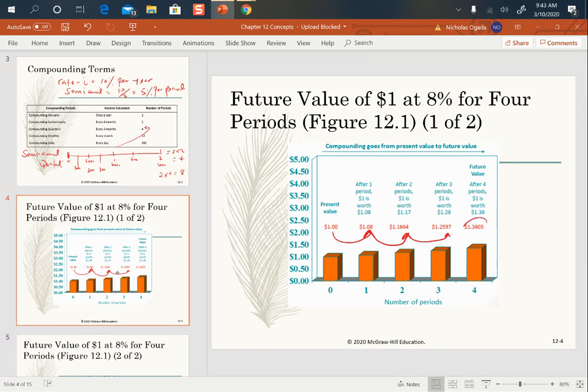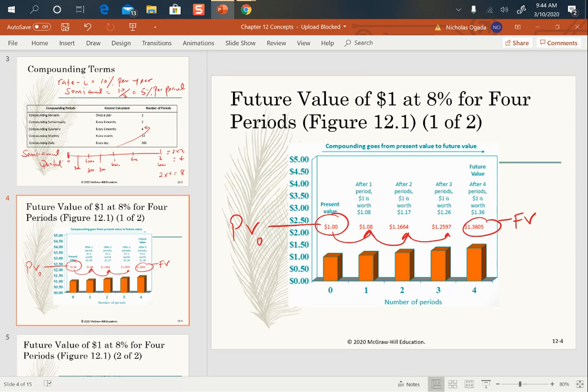So this is now the compound amount, the future value. This is the present value at time 0. So today, the value is $1. This amount will grow to 1.3605 in 4 years, where the terms are 8% and the compounding here is per year. So it's 8% per year, and you have 4 periods, and the rate is 8%.